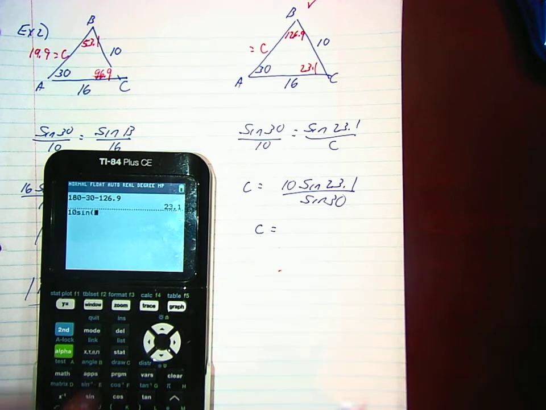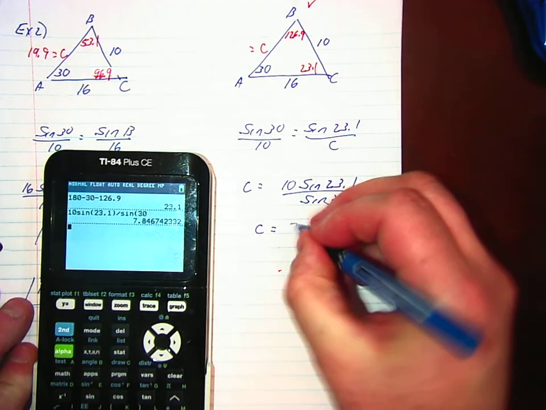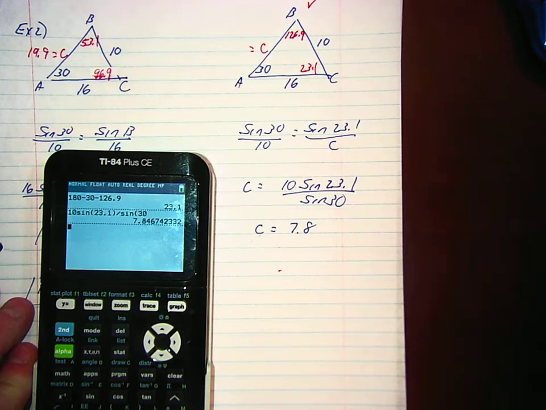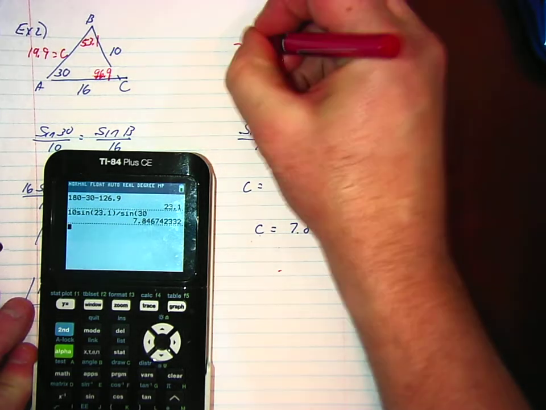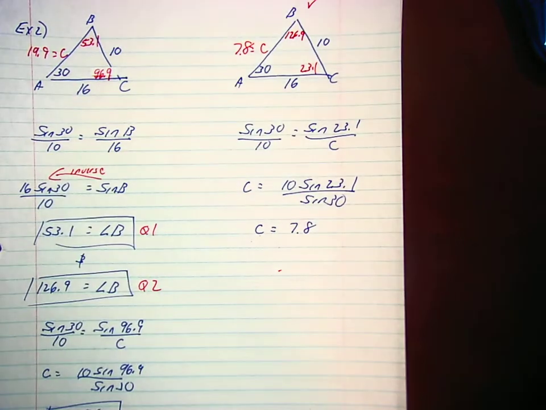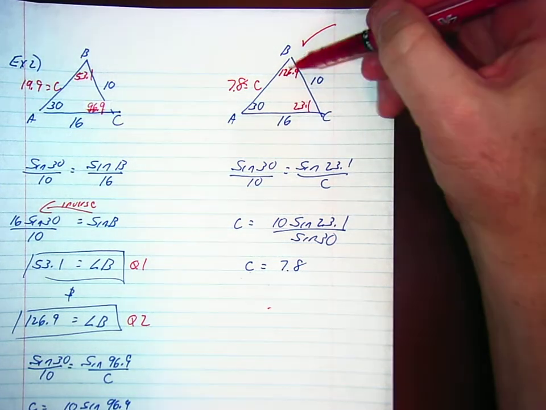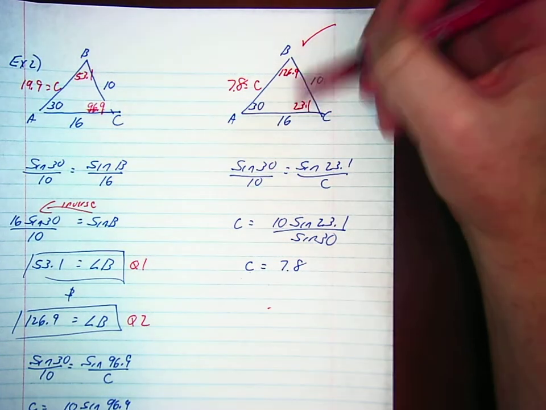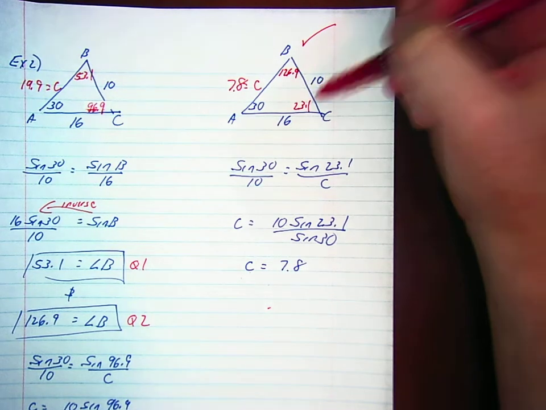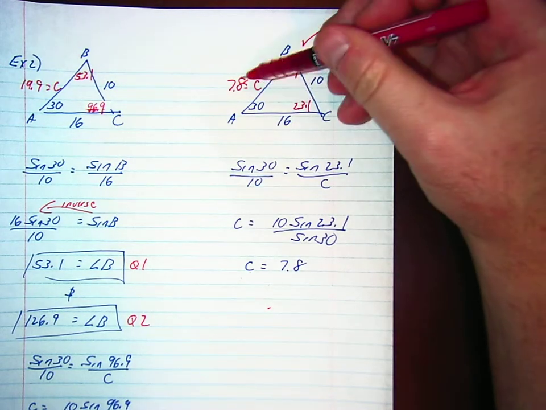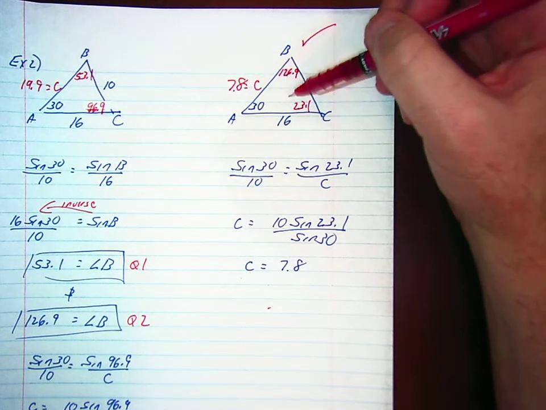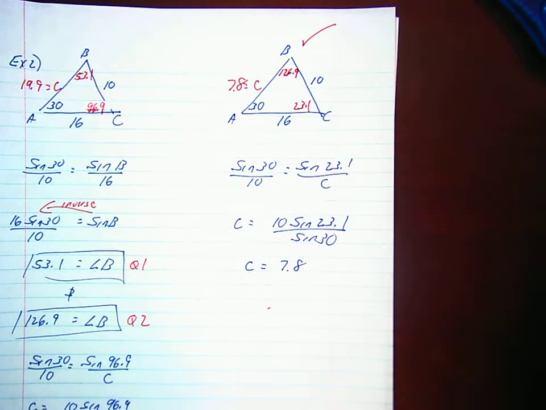10 times the sine of 23.1 divided by the sine of 30 gives you 7.8. Put that up here, and you're now done with the problem. So now again, I'm going to look real quick and make sure this makes sense. That's the biggest angle, obviously. That's the biggest side, so that looks good. That is the smallest angle, and that comes out to be the smallest side, so that looks good, and you have two different sets of solutions.